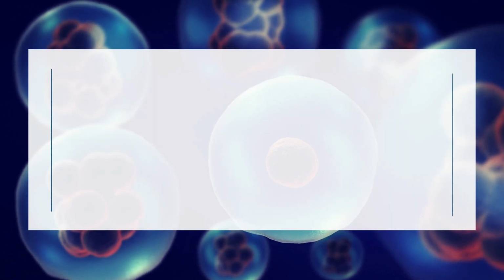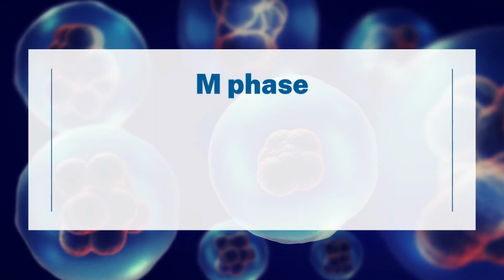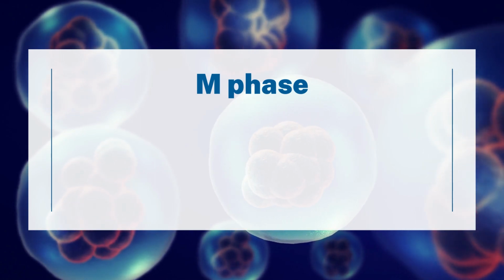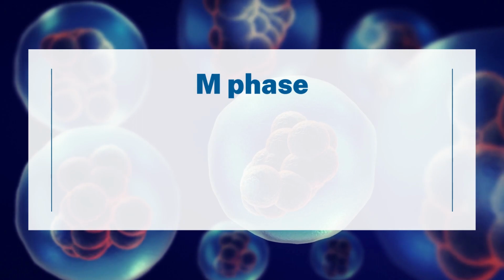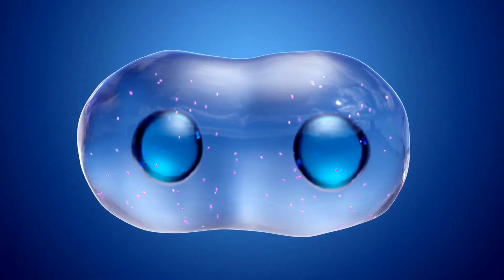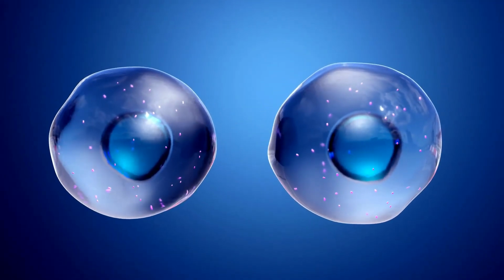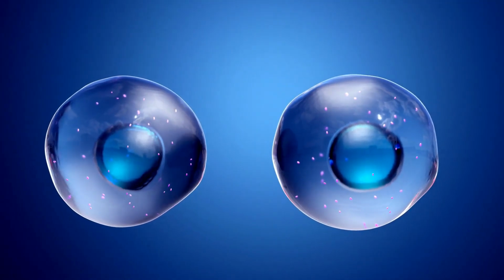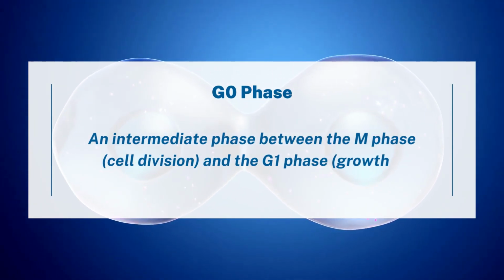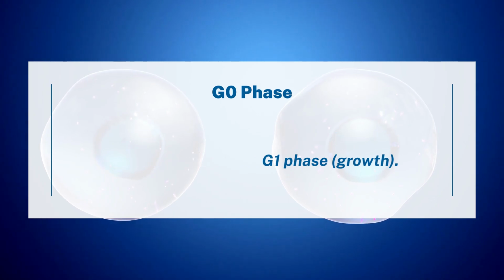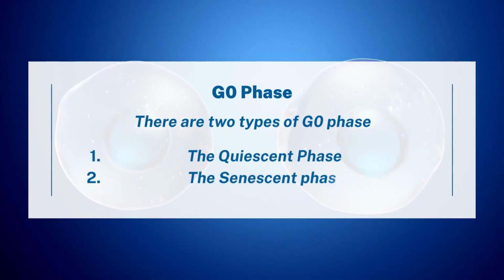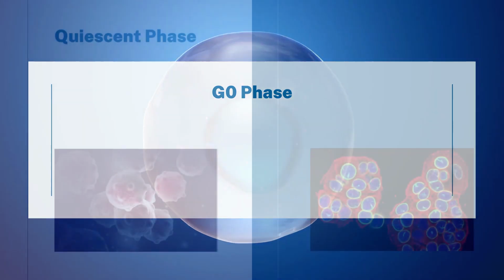So, now are we set to study the next phase, that is the M phase? No, not yet, because we should know one more intermediate step which plays an important role in whether the cell is going to have the M phase or not. Now, are you curious to know about that intermediate phase? This is the G0 phase, an intermediate phase between the M phase, that is cell division, and the G1 phase, that is growth. Also, there are two types of G0 phase: the quiescent phase and the senescent phase.